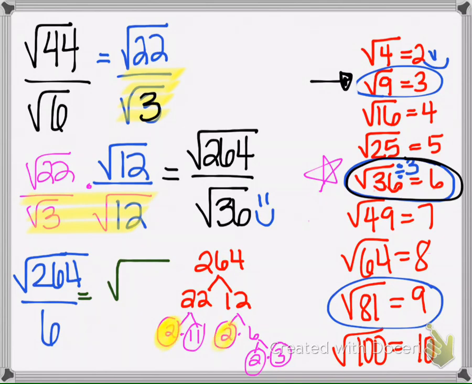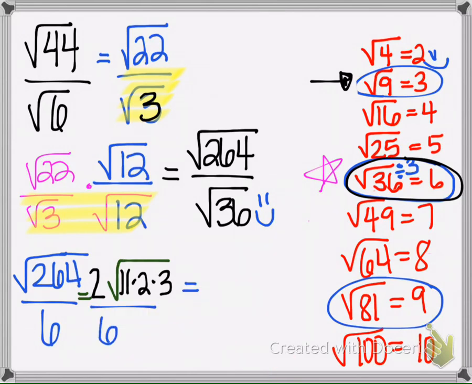So 1, 2. So both of them pair up, but only one escapes. And then that's it. There's no other. The 3, the 2, and the 11, they don't match. So we would have an 11, a 2, and a 3 on the inside. So 11 times 2 times 3, that's 66. So we would have 2 radical 66 all over 6.